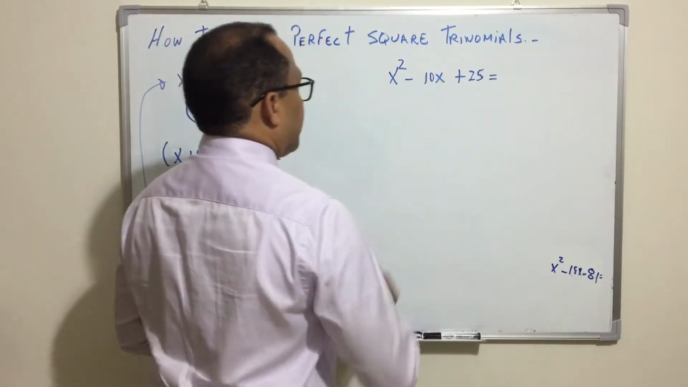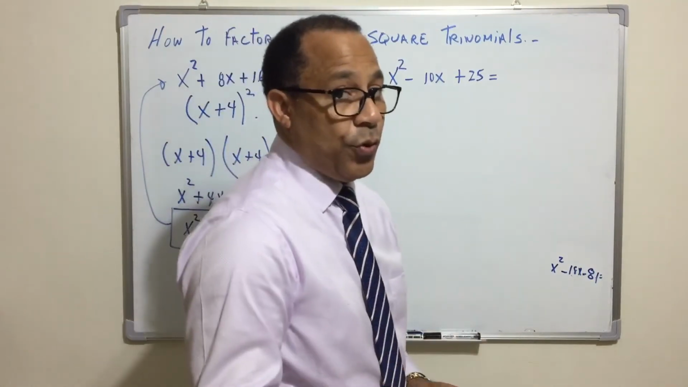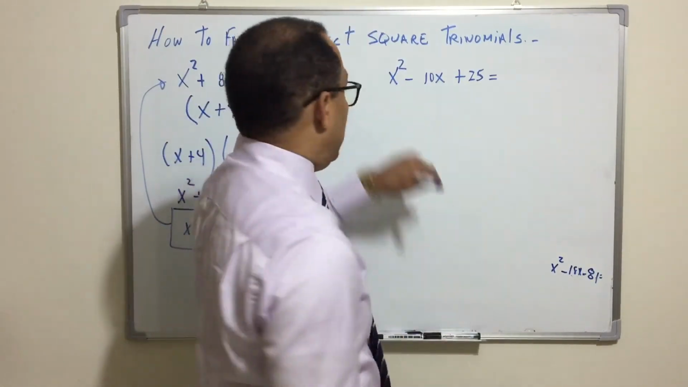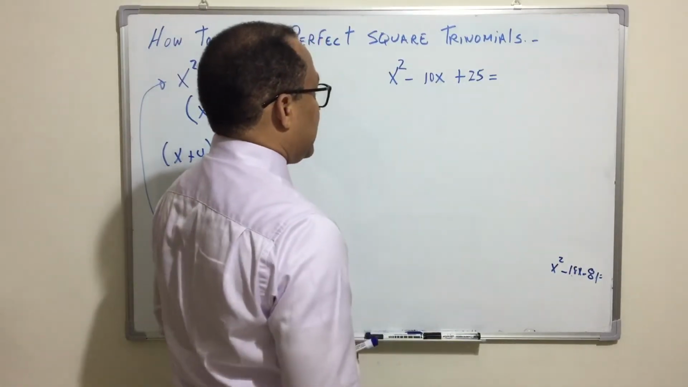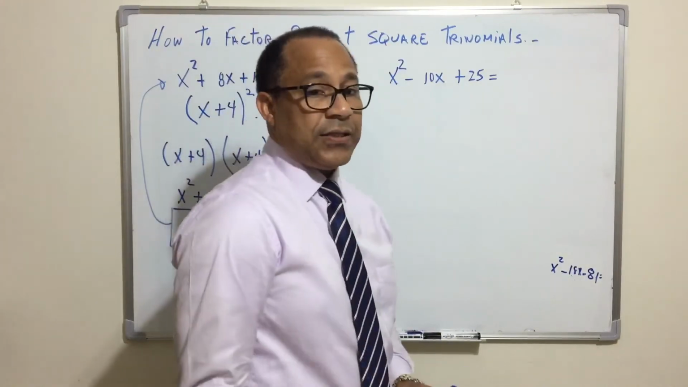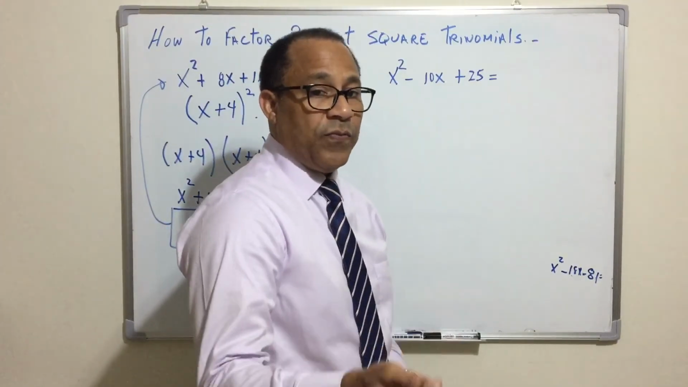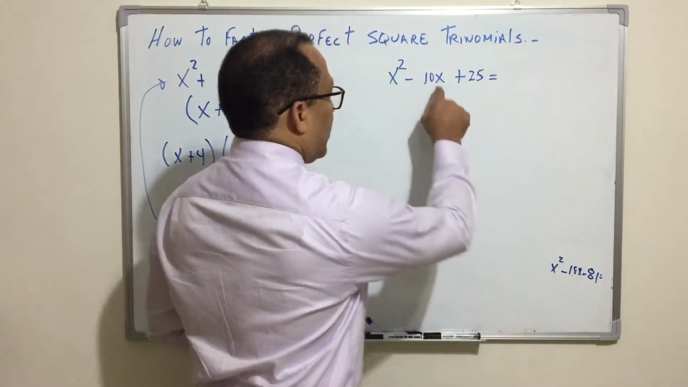Condition number 1, the first term must have a square root. Does it have a square root? X to the second has a square root? Yes, it's x. So far, it's a perfect square trinomial. The third term also has a square root. The square root of 25 is 5, because 5 times 5 is 25. What about the second term?